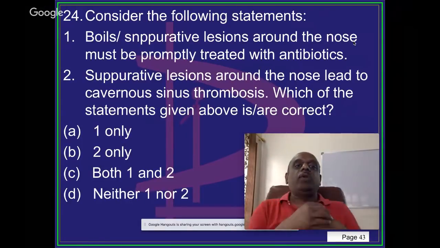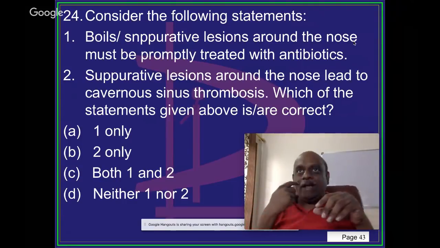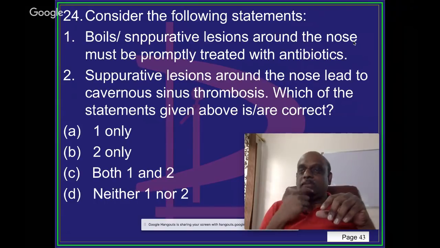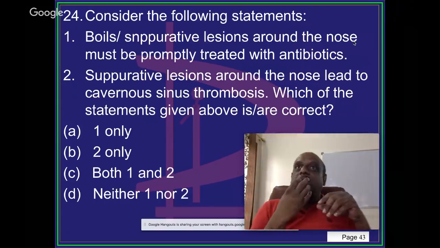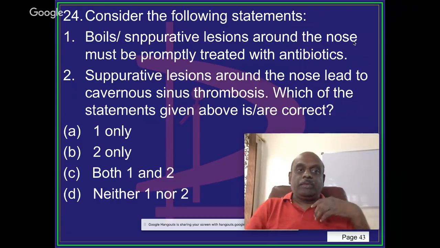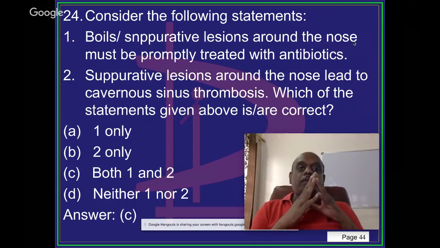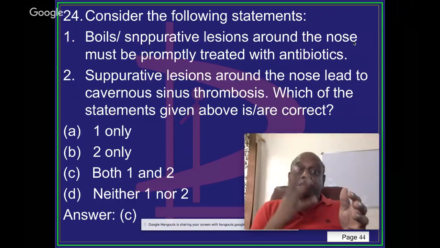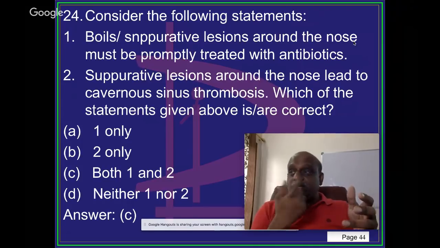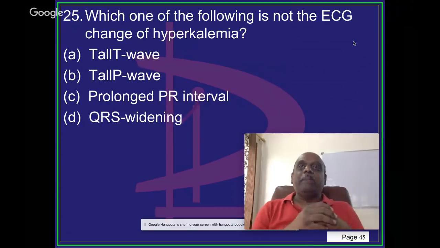Now you consider the following statement. Tell me, what leads to cavernous sinus thrombosis? There's an area in the front of the face, the philtrum, etc., which is called the dangerous area. So question number 24, Ravi Kumar rightly says both one and two are true. Boils around the nose must be promptly treated. Suppurative lesions around the nose will lead to cavernous sinus thrombosis is what you need to remember.